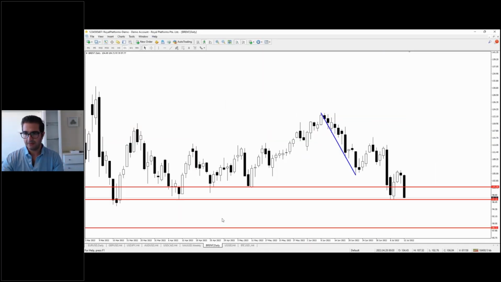Next, Brent, UK Brent oil. The market is moving to the downside, so we have a bearish impulsive wave correction and then a new bearish impulsive wave. For sure this is equal to this, as you can see. This is equal to this, and after this test here we have a correction. What's happening now? The market is trying to test again the 97.25.